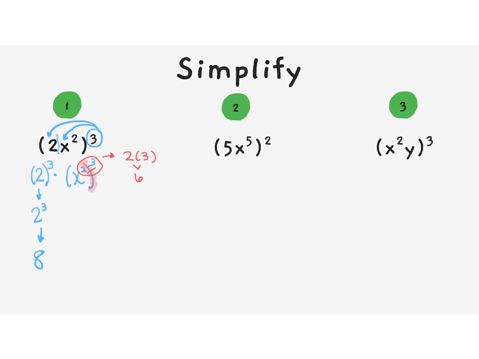We have 2 times 3. So what we're going to do is we are going to push our base down and we are going to multiply our exponents. 2 times 3 is 6. So our answer is 8x to the power of 6.